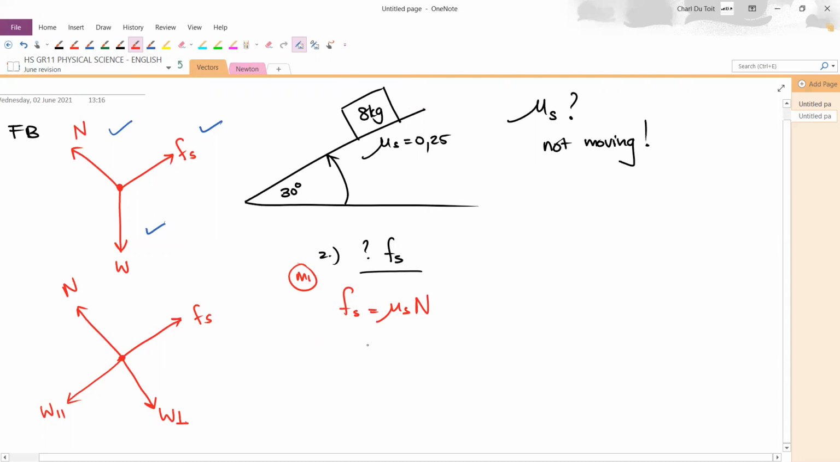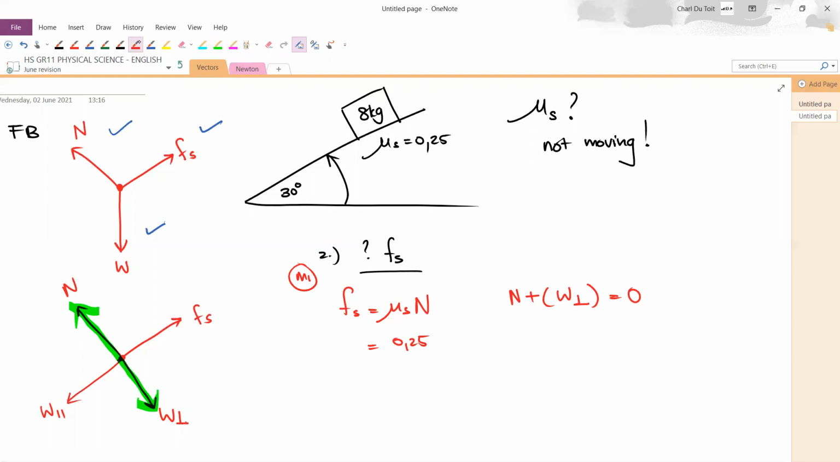The static friction is the coefficient times the normal force. But the normal plus a negative weight perpendicular component is 0. This is what this bottom one is showing me. These 2 forces are in equilibrium, or they are the same. So the normal force is equal to the weight perpendicular. But what is the weight perpendicular?